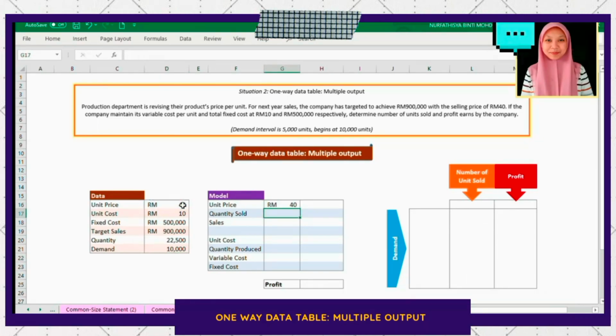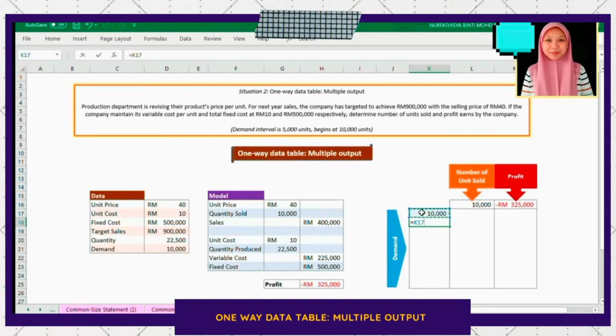Unit price equal to this cell, unit cost equal to this cell, quantity produced is 22,500, quantity sold equal to MIN, open bracket, select demand and quantity produced, and enter. Then calculate the sales and total cost. To get the profit, the formula is equal to sales minus variable cost minus fixed cost. Insert the figure for number of units sold and profit.